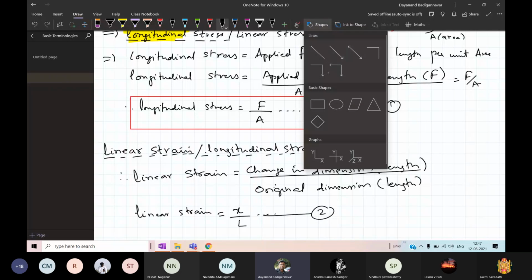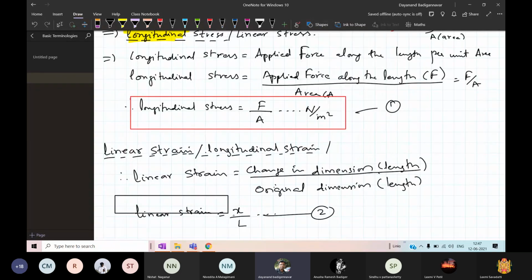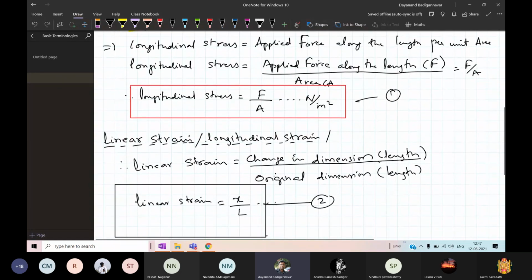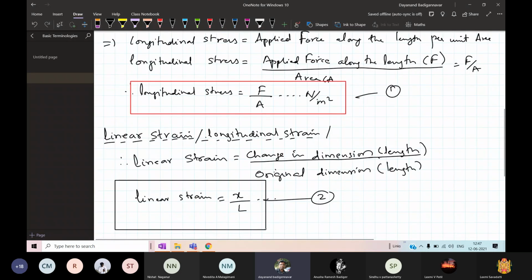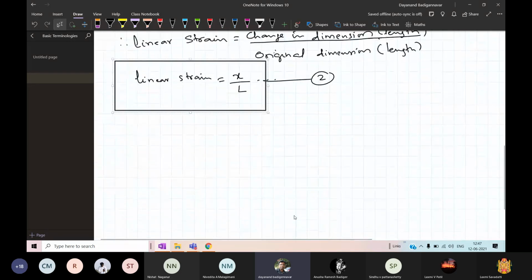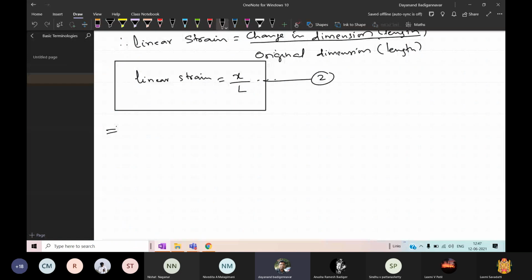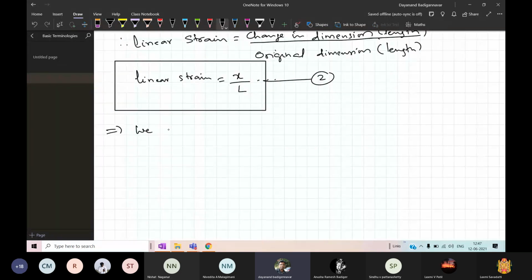Now keep in mind here, we don't have a unit for the strain. Therefore, I have to keep it as it is. Now we have to define the modulus for this. So we know that from Hooke's law.